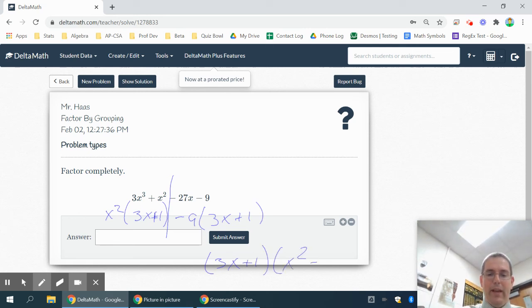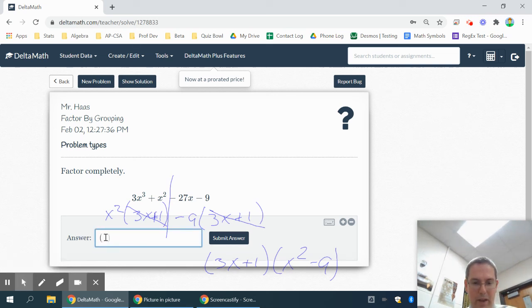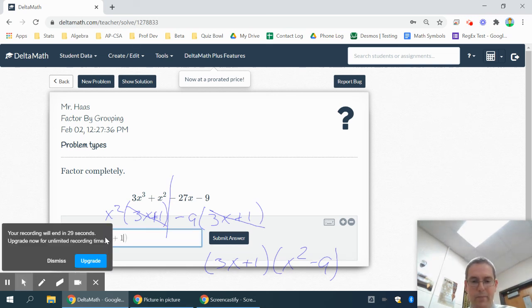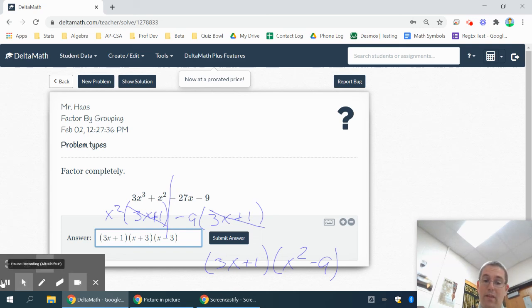When I basically take out that 3x plus 1, what I have left is the x squared minus 9. When I go to type that in, the 3x plus 1 is finished, but I have a square with a minus again. So that means I could have an x plus 3, because 3 times 3 will make 9, and an x minus 3 to make my negative 9. And that's how you do that problem.